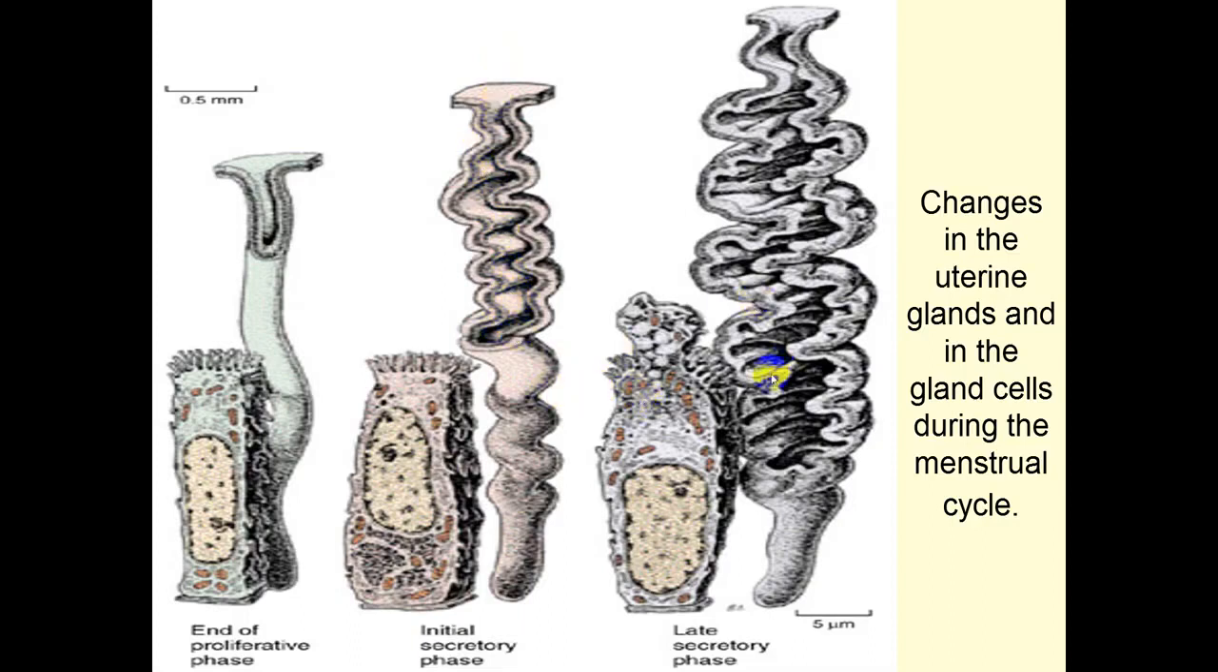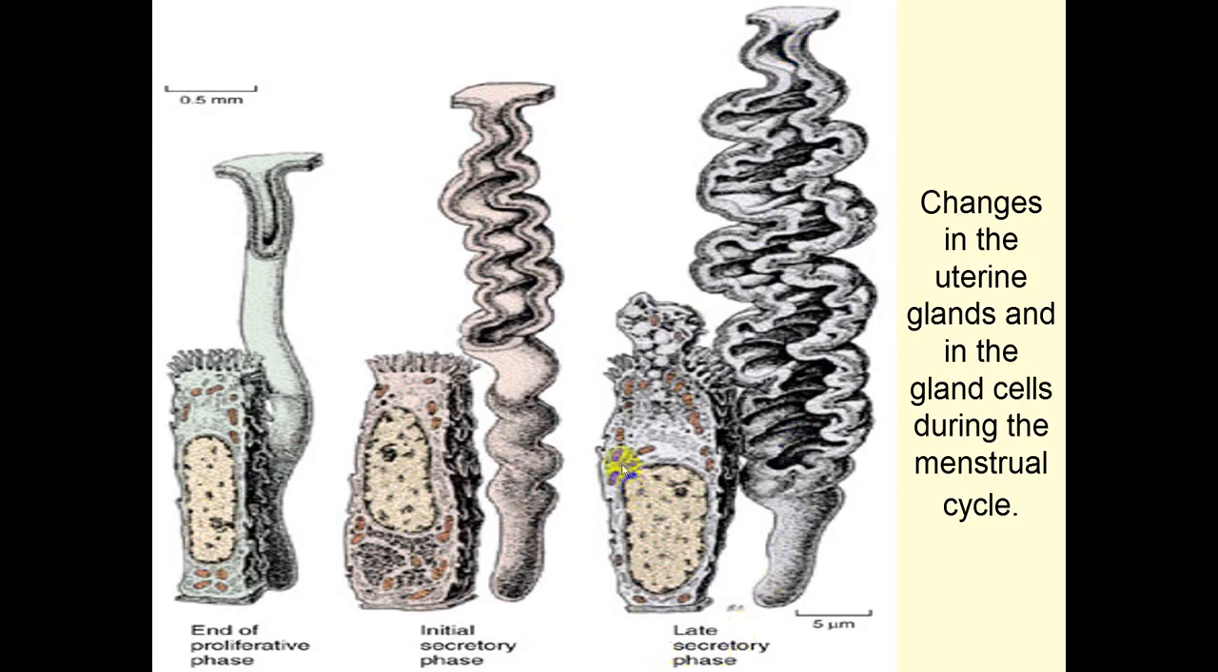Then after ovulation, under the influence of progesterone, during the luteal phase of the ovarian cycle, the spiral arteries become very branched. You can see that the glands also branch. Secretory portions appear, and the glands start to produce secret, mucus secret.